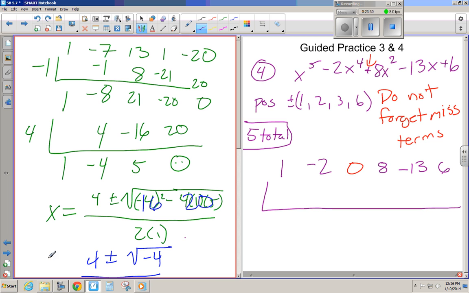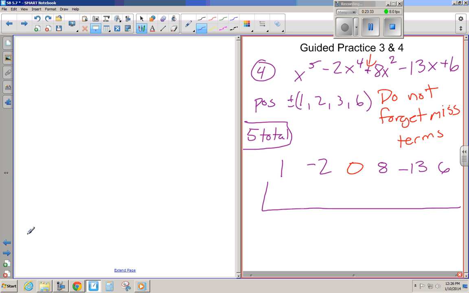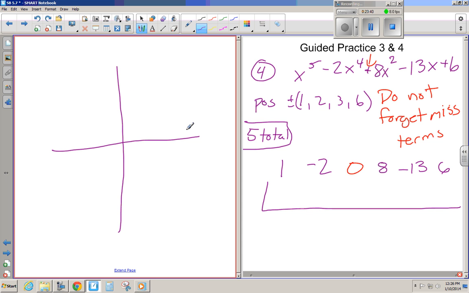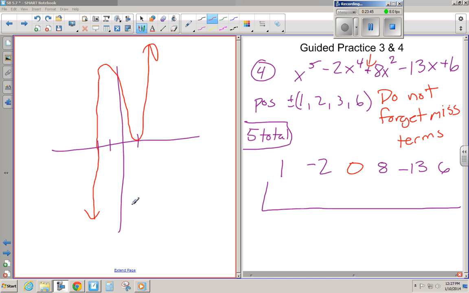So we need to start by determining which ones are possible. So pause the video and try graphing this on your own. So the graph looks something like this. And since this goes straight through, there's 1, 0. And since it doubles, it bends here, then it's an even number. So there could be 2 or 4 of them. We're not sure. We have to find out.